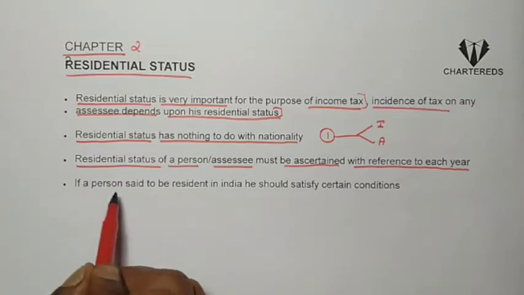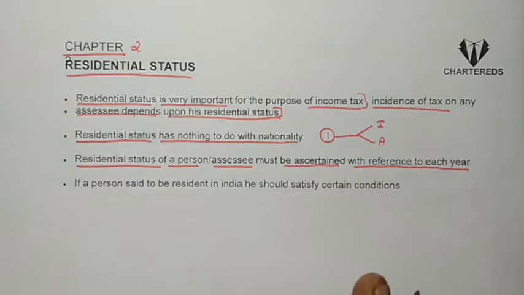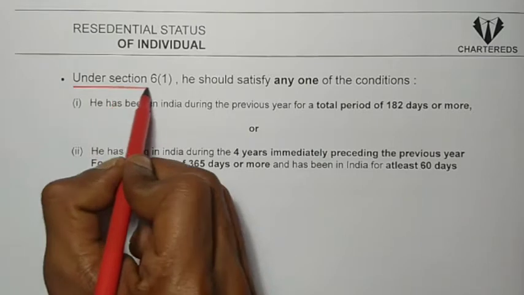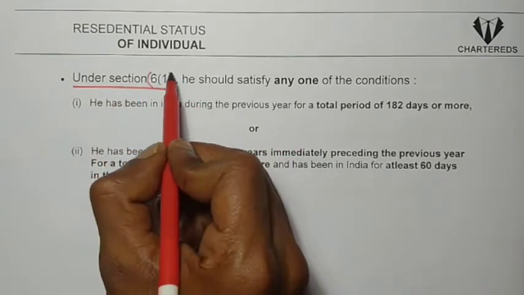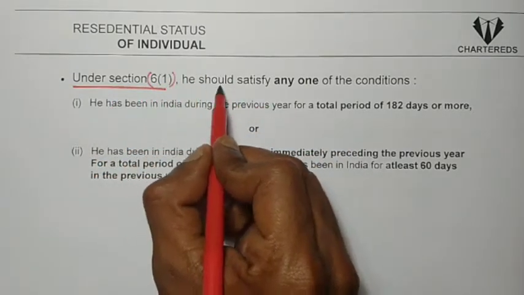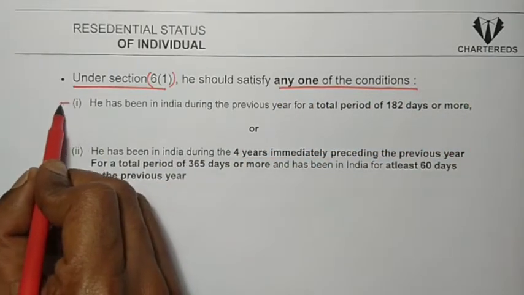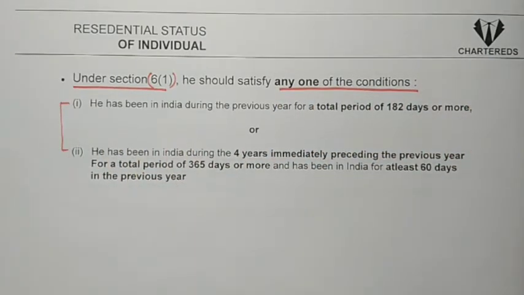If a person is said to be resident in India, he should satisfy certain conditions. What are those conditions? Let us see. Conditions are given under section 6 subsection 1. He should satisfy any one of the conditions. Two conditions are given. Any one of the conditions must be satisfied.